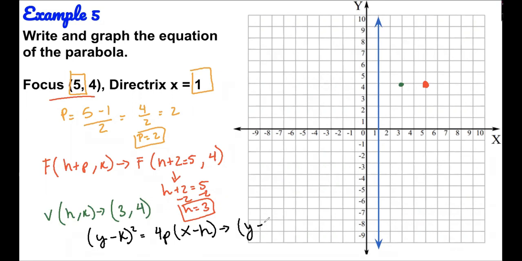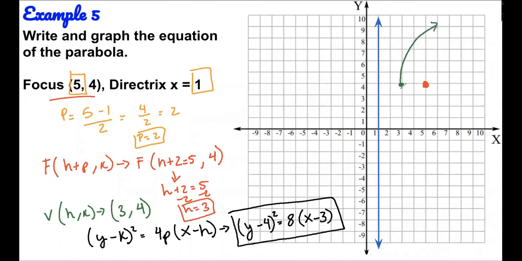Y minus 4. K is 4. Squared equals 4p. P in this case is 2. So we know that 4 times 2 is 8. Inside parentheses, x minus h is 3. And there we go. We derived our beautiful equation, and we can go ahead and graph our beautiful parabola. So in this case, the vertex is at 3, 4, and our parabola opens up this way.